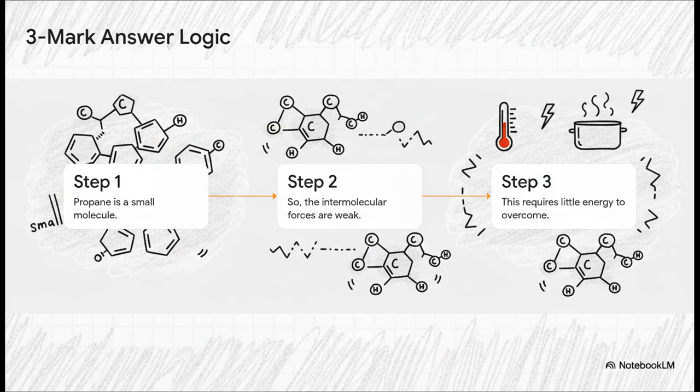And check this out, because this isn't just a good way to answer it. This is exactly what the AQA mark scheme is looking for. It's a perfect 3-step knockout. Point 1, you say propane is a small molecule. You could also say simple molecule. They'll accept that too. Point 2, because it's small, the forces holding the molecules next to each other, those intermolecular forces, are pretty weak. And point 3, the grand finale, to break those weak forces apart, well, you just don't need a lot of energy. See how that flows? 1 point leads directly to the next. That's a 3-mark answer right there.